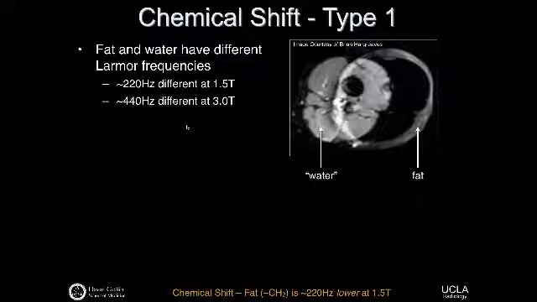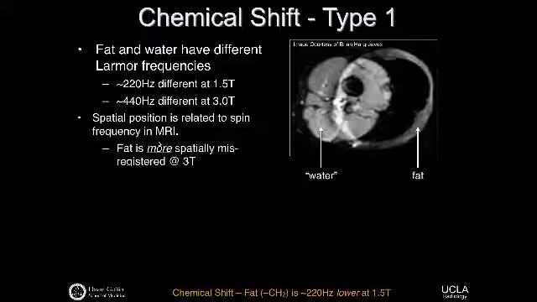But one of the tricks in MR is that spatial position is related to spin frequency, not an obvious concept. You saw it a little bit before, where when we want to excite a slice, we can turn on a gradient and we can get spins to precess at different frequencies. And then if I tune an RF pulse to this slice, I can excite this slice, or I can change the frequency slightly and excite a slice closer to my head or closer to my feet. So we sort of understand that spatial position is related to spin frequency. And in this case, because fat inherently precesses at a slightly different frequency, it can be misinterpreted as occurring at a different location.